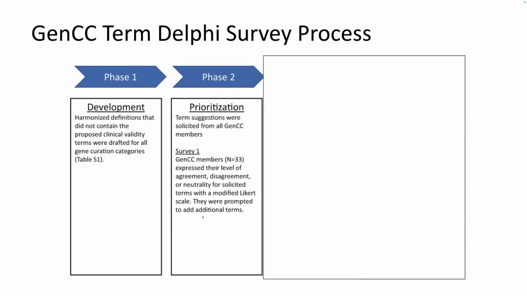For the next phase, we prioritized. For a Delphi survey, with each round, at least in the beginning, you suggest every single term that you could possibly think of. Everyone suggested all the terms that they used and any other terms that might be within the realm of possibility. These suggestions were solicited from all GenCC members. Then once we had all of these terms, we used a modified Likert scale to express our level of agreement, disagreement, or neutrality for suggested terms.